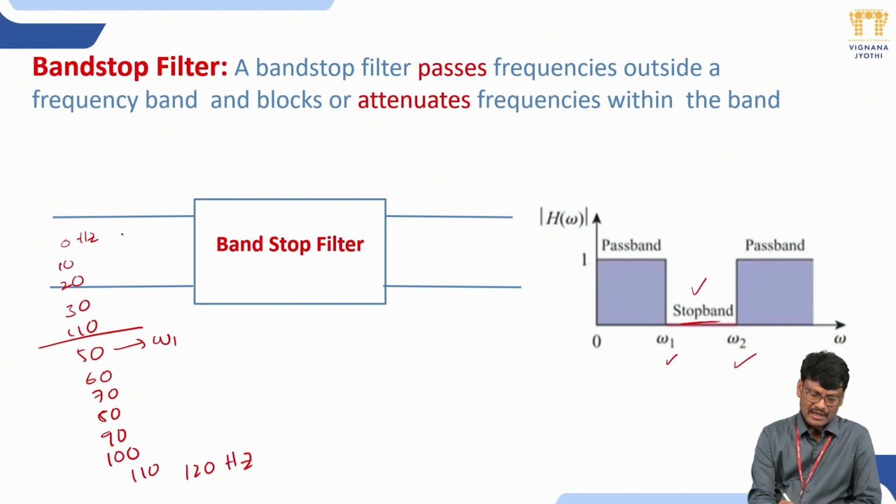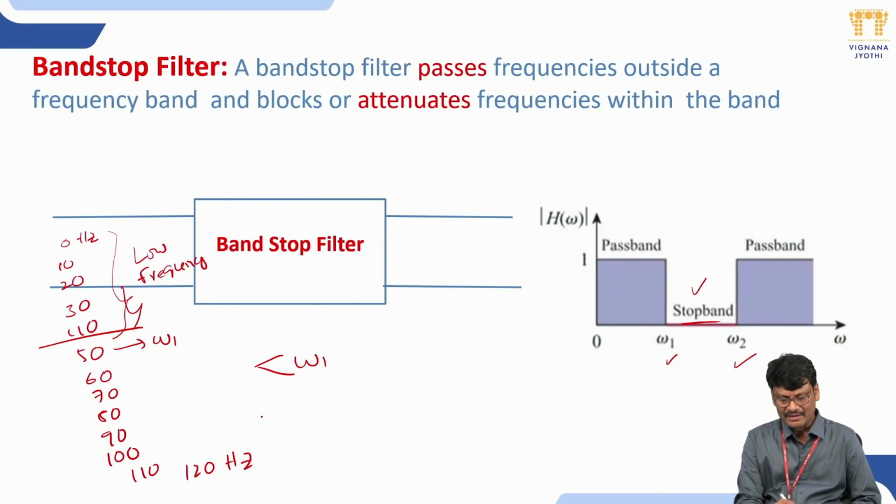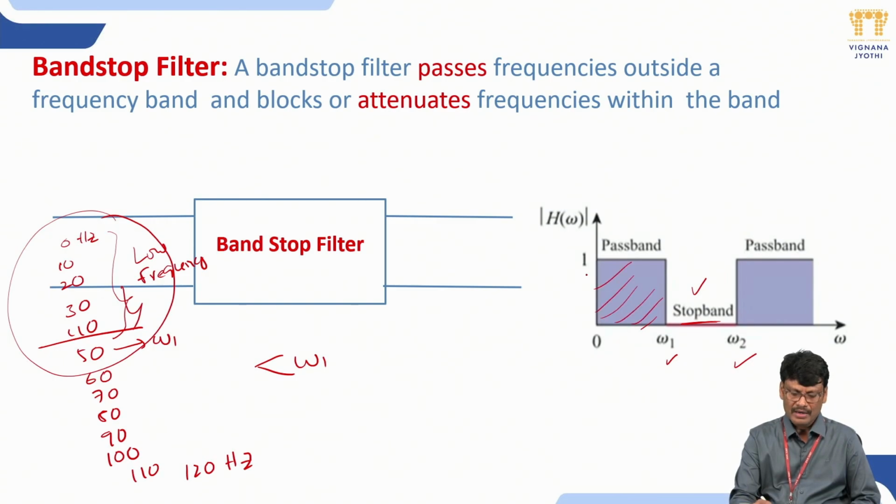Now these signals from 0 to 50 come under low frequency signals, or we can say these signals are less than omega 1. Now this band stop filter allows the signals less than omega 1. All signals will be passed through the filter like this. This is pass band. Now after 50, omega 1 is equal to 50, right? And omega 2 is equal to 100, right? We have taken an example like this.